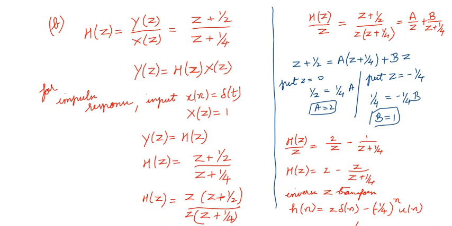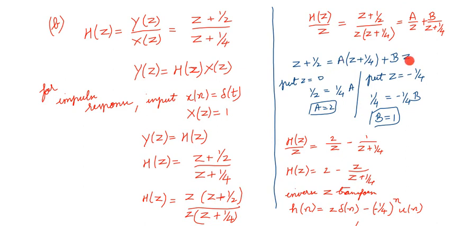So H of z by z equals z plus 1 by 2 over z into z plus 1 by 4. The poles are at z equals 0 and z equals minus 1 by 4, so they are simple poles. So A by z plus B by z plus 1 by 4. Partial fraction: taking the LCM, we have to find A and B. As usual, z plus 1 by 2 equals A into z plus 1 by 4, cross multiplied, plus B into z.